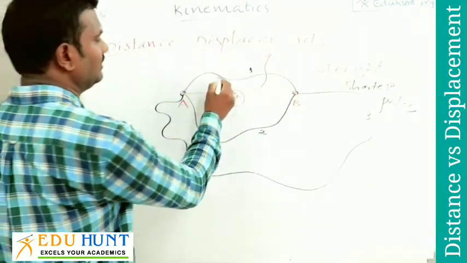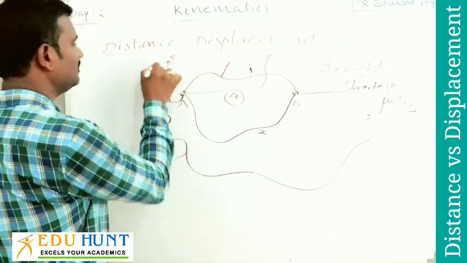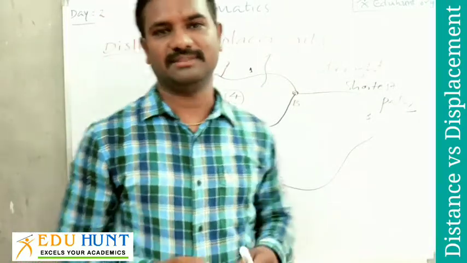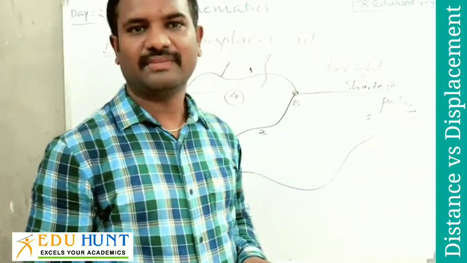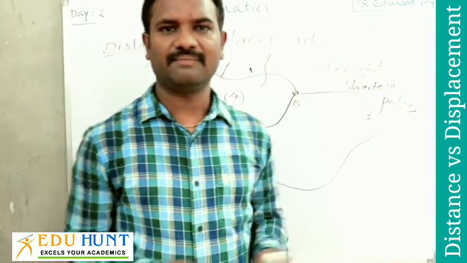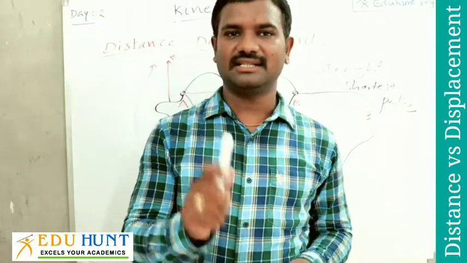So this is distance, this is distance, this is also distance. Only path number 4 is called displacement. Other than path 4, the remaining are distances. Is it clear? What is distance? The path length is called distance.